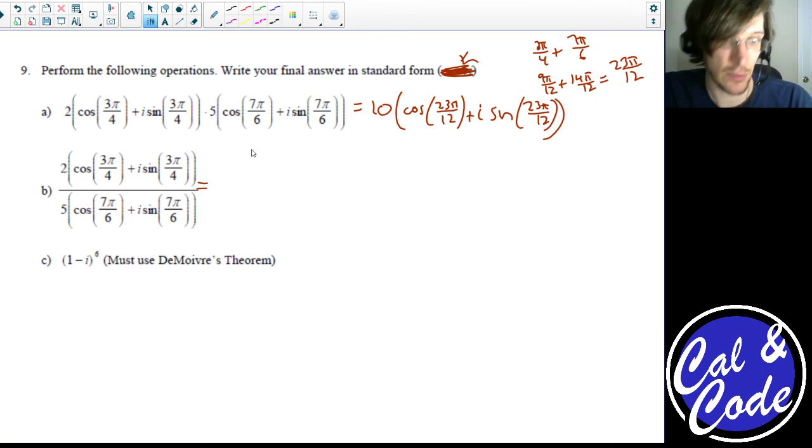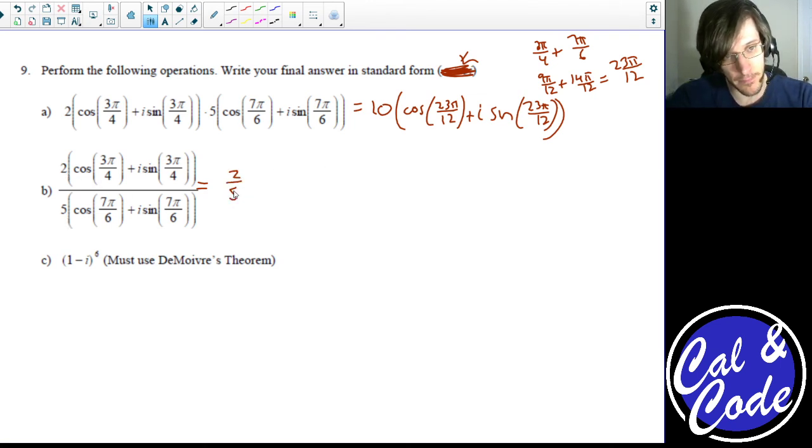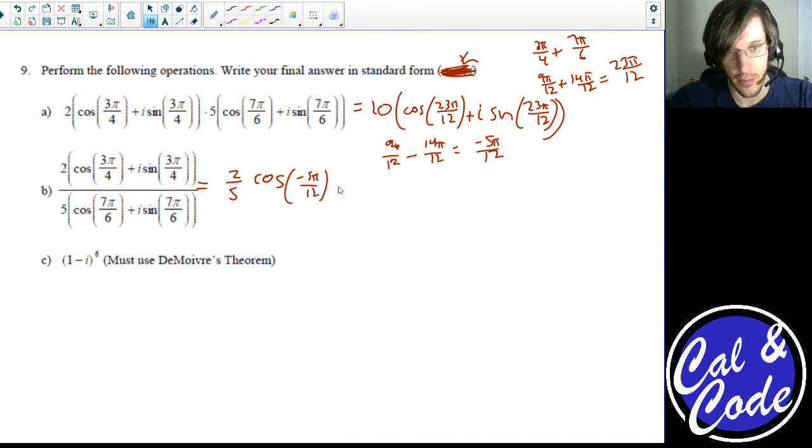All right, last one. We're going to be subtracting these two angles because they're being divided. The 2 and the 5 will divide and get 2/5. And this time, instead of adding the angles, we will subtract the angles. So again, we'll have 9 pi twelfths, this time minus 14 pi twelfths, and get negative 5 pi twelfths. So again, it'll be cosine of negative 5 pi twelfths plus i sine of negative 5 pi twelfths.